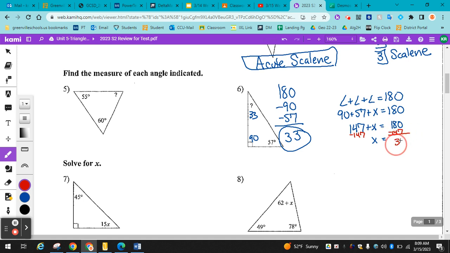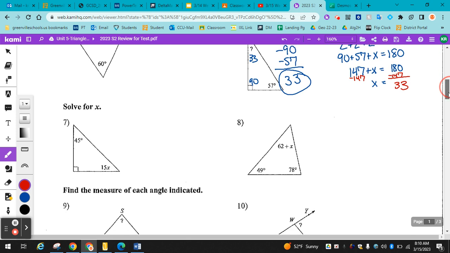And we already know the answer. It's 33. So 2 different ways, if you would like it in an algebraic equation or just simple math. Both work out.